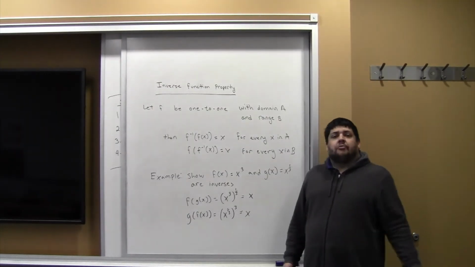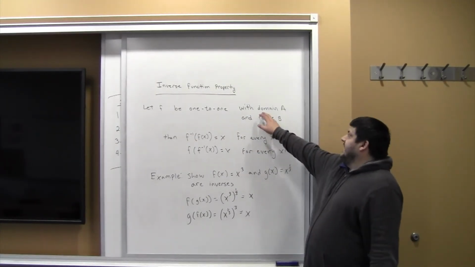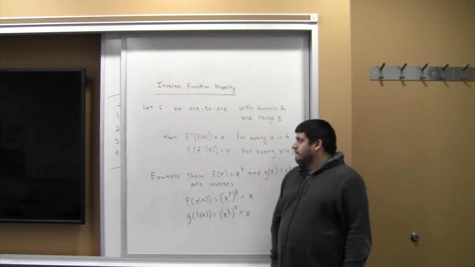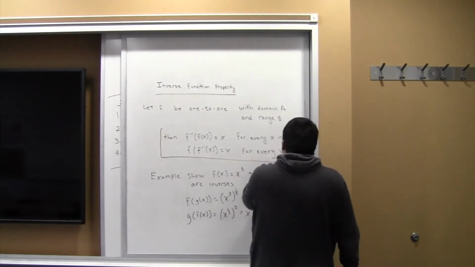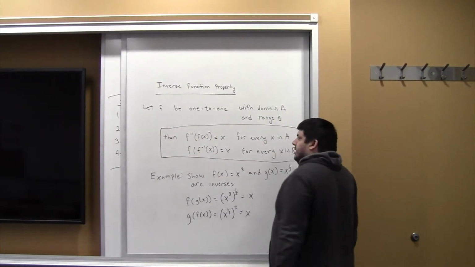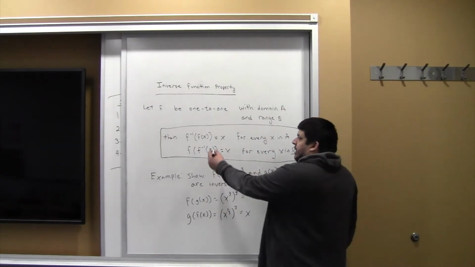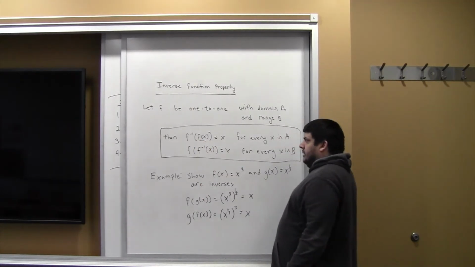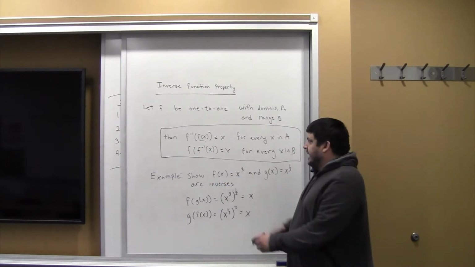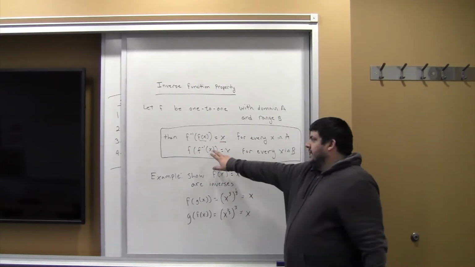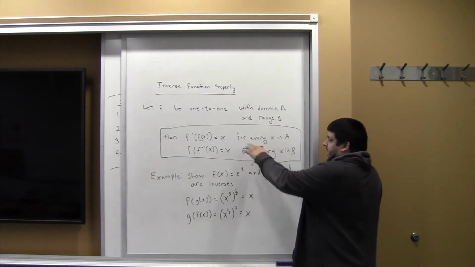Okay, the inverse function property. All right, we're going to let f be 1 to 1, and it has a domain A and a range B. Okay? Now, this should look familiar here, especially this part. This is composite functions, which we talked about before. If I take my function itself and plug it as my input into the inverse, I get back x, and the same applies the other way around. The difference here is for every x in A, in this case, and for every x in B.